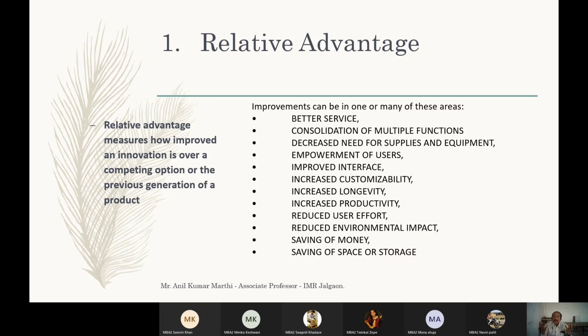हम क्या करते हैं जब कोई भी इनोवेटिव प्रोडक्ट हमारे सामने आती है, what we will try to consider, or before taking a decision, what we will look into is first, what is the relative advantage? As you see in the slide, relative advantage measures how improved an innovation is over a competing option or the previous generation of a product.